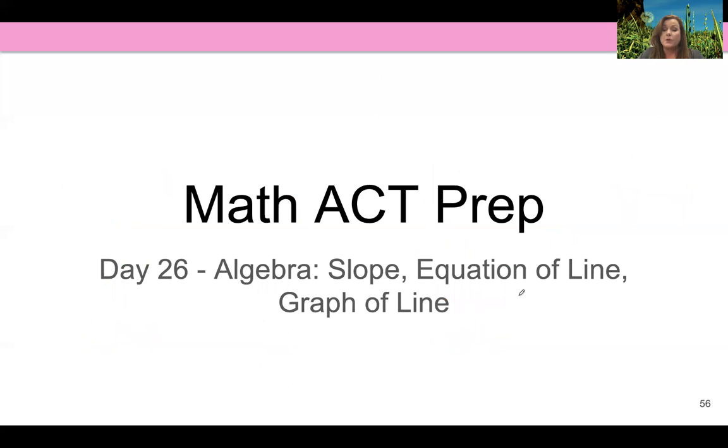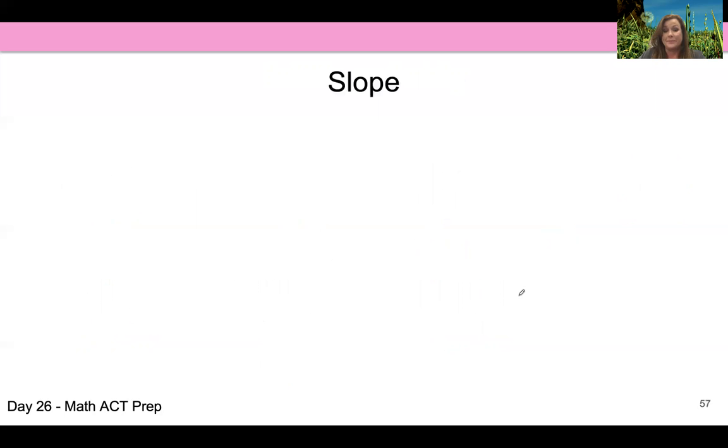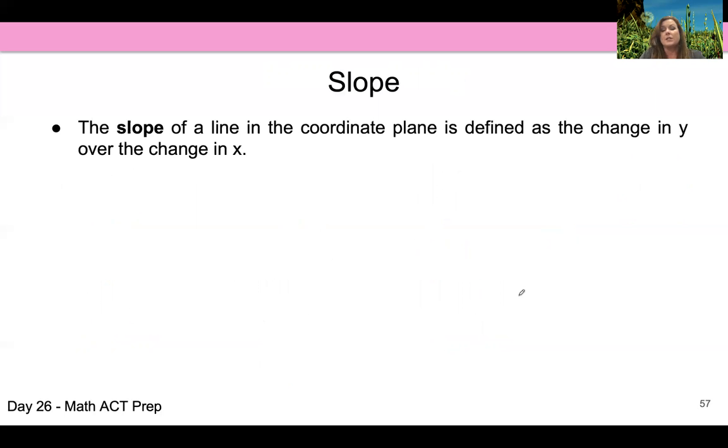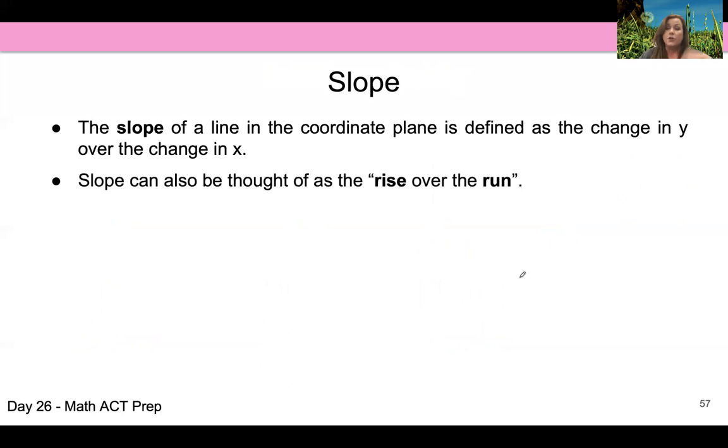Okay, so slope, equation of a line, and graph of a line. This is going to be something that as long as you're taking a math class, you're going to need to do. So if you're unsure and you're not good at it, you best learn it now because it's not going anywhere. So what is slope? Slope is the change in y over the change in x. You've heard the saying, it's rise over run. So how far it goes up or down over how far it goes left and right.